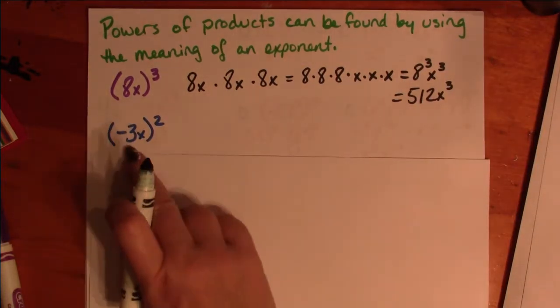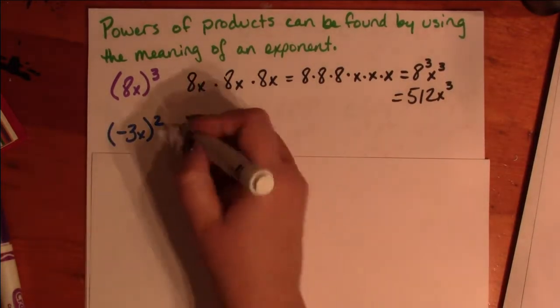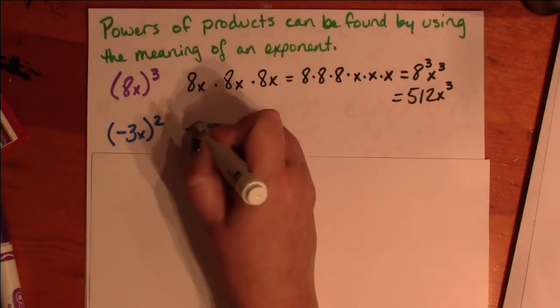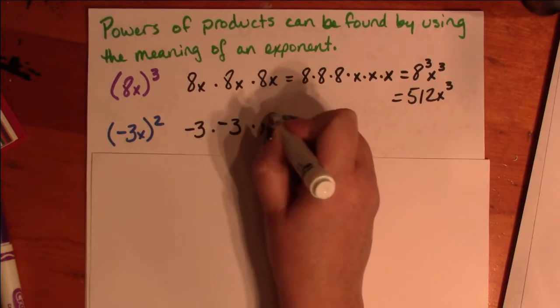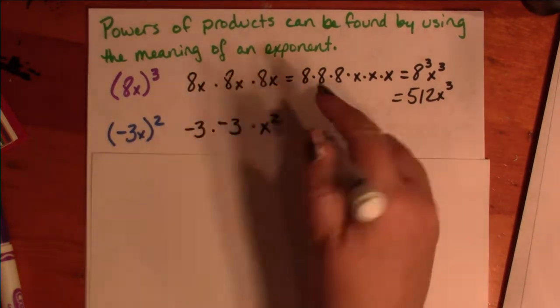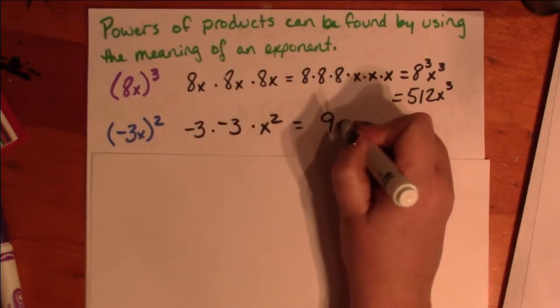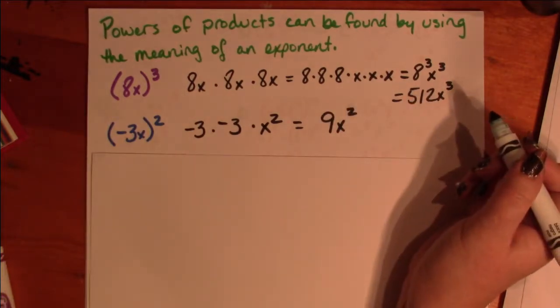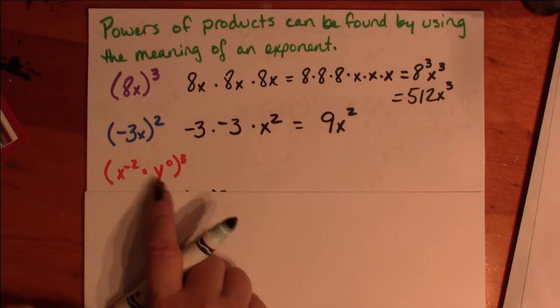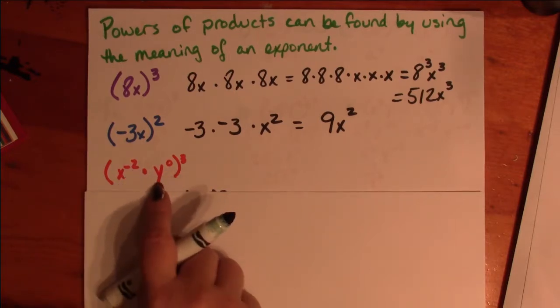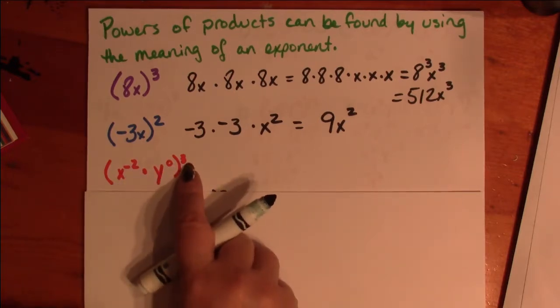Let's try another one. Negative 3x squared. This is really negative 3 times negative 3 times x squared. And negative 3 times negative 3 is a positive 9. So we have 9x squared. Let's get a little more complicated. X to the negative 2 times y to the 0, all to the third power.